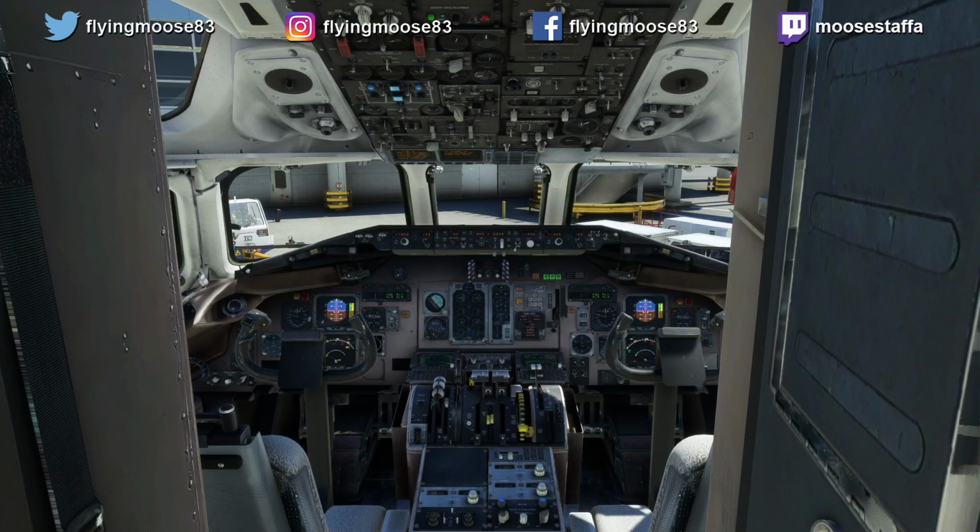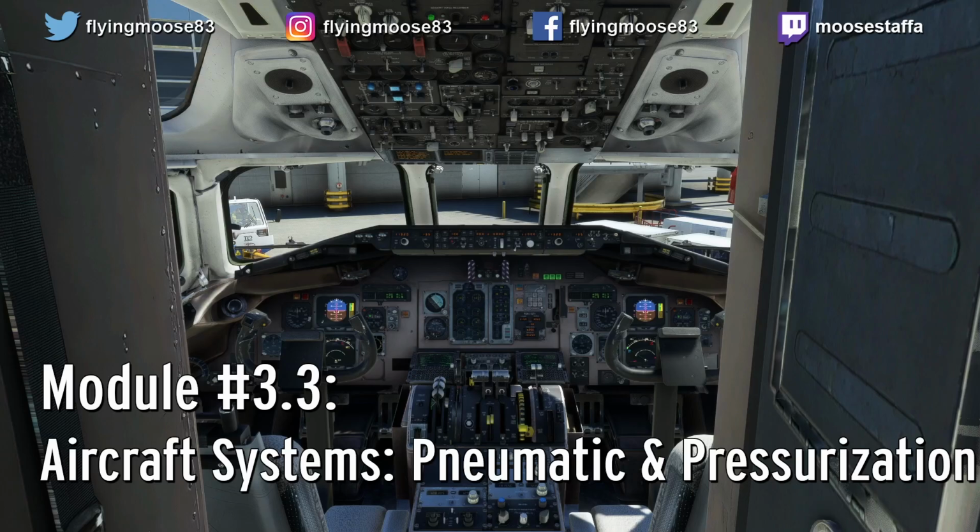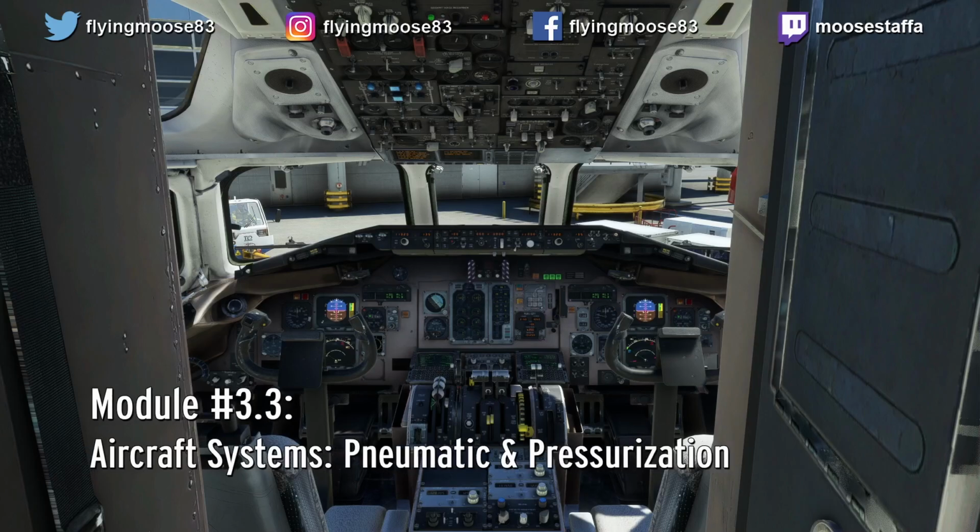And today we are talking about the pneumatic and pressurization system on the MD-82, specifically by Leonardo for Microsoft Flight Sim.